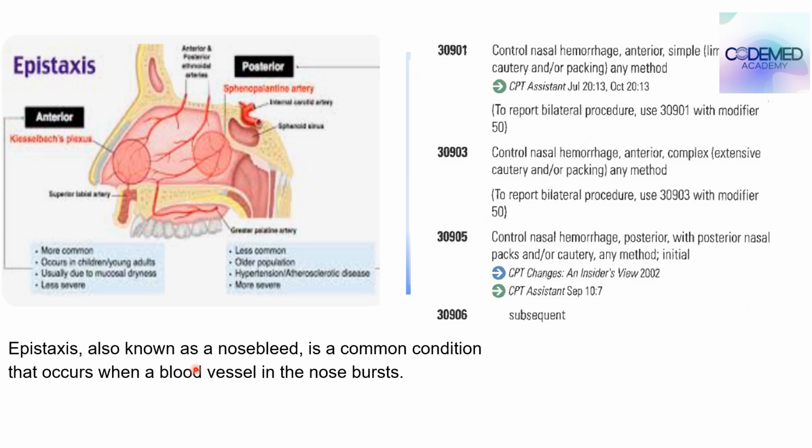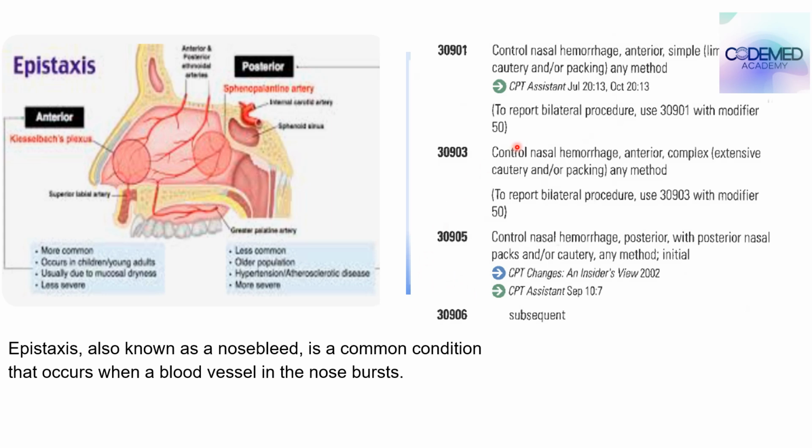Next important topic is epistaxis. Epistaxis is nothing but nosebleed. It is a common condition that occurs when a blood vessel in the nose bursts. Now, as far as the epistaxis codes are concerned, we always divide the epistaxis into the anterior nosebleed and the posterior nosebleed. And the code language is very clear that this is the anterior, and again whether it is simple or complex, that is extensive. And how do you stop that epistaxis? Control nasal hemorrhages posterior with a posterior nasal pack. And second important thing, you must know that all these codes are unilateral.